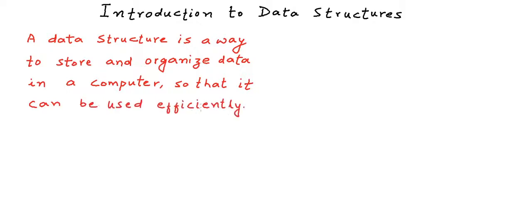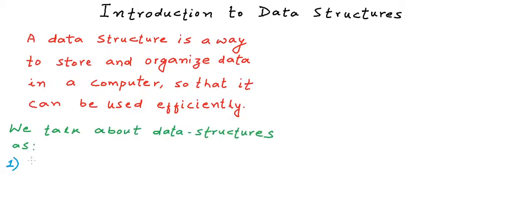When we study data structures as ways to store and organize data, we study them in two ways. So I'll say that we talk about them, one, as mathematical and logical models. When we talk about them as mathematical and logical models, we just look at an abstract view of them. We just look from a high level at what all features and what all operations define that particular data structure.